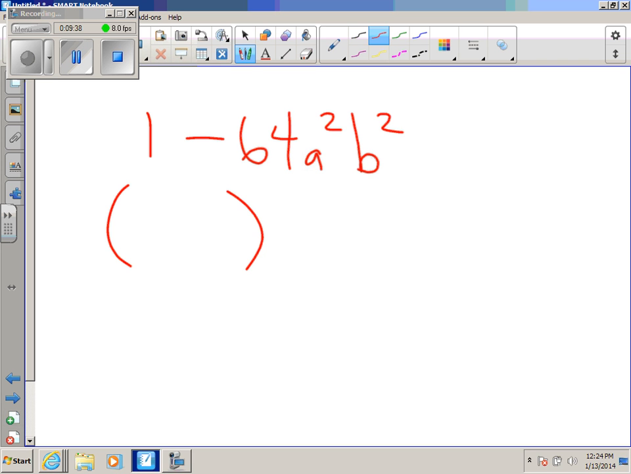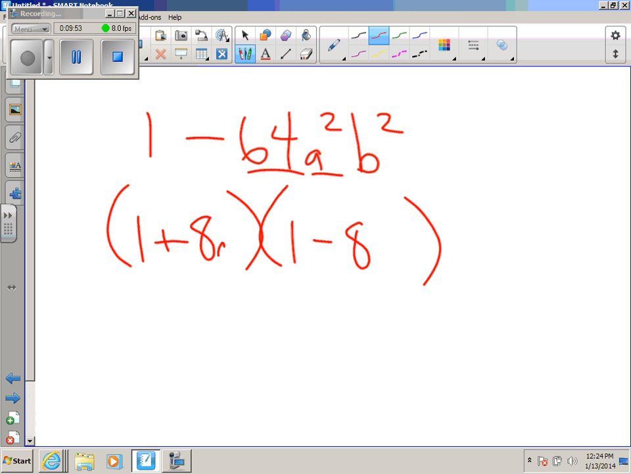So we can go right ahead with the difference of squares. So Kate, the square of 1 is 1. One's going to be positive, one's going to be negative. The square of 64 is 8. The square of a squared is a. The square of b squared is b. And there we have it.